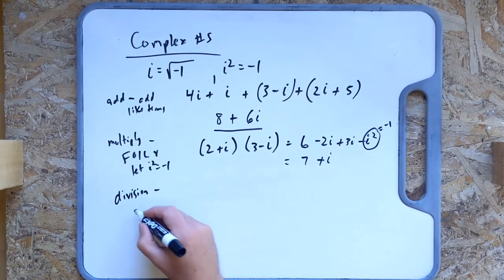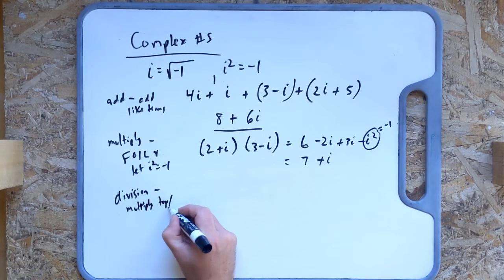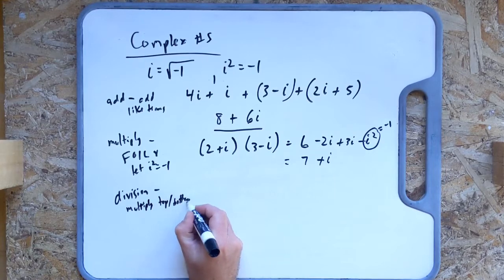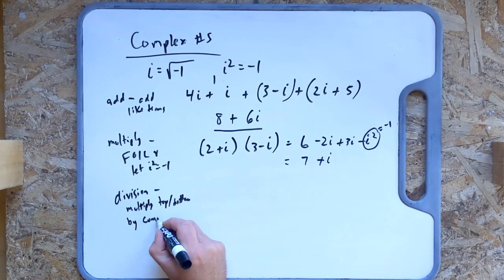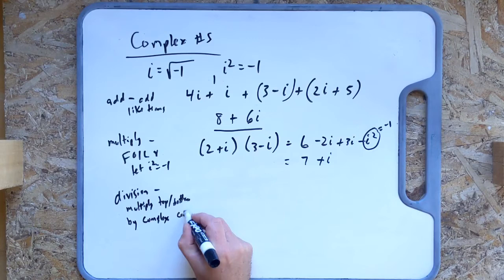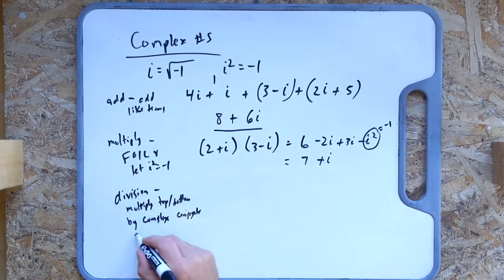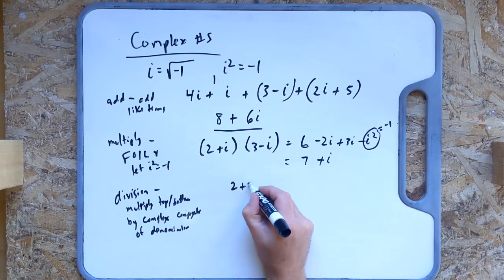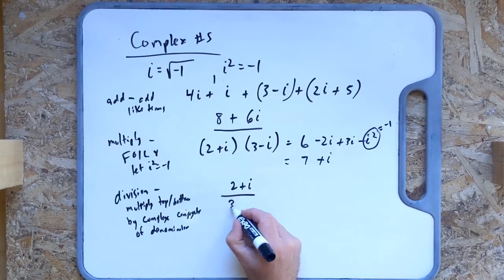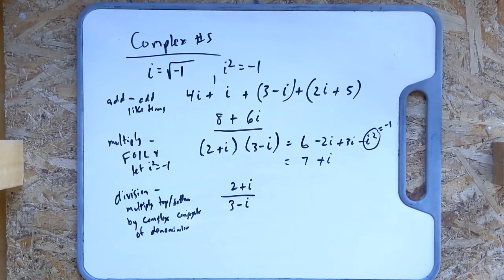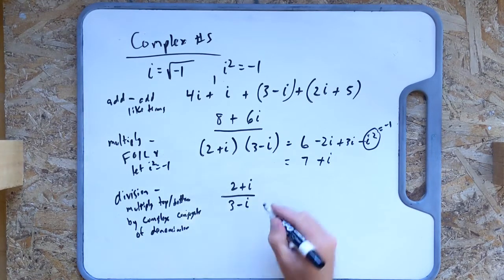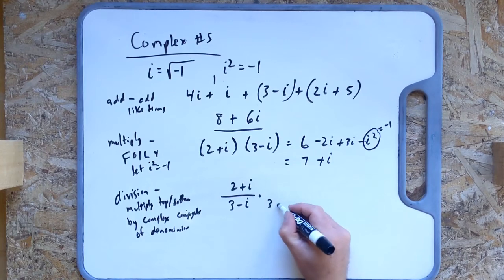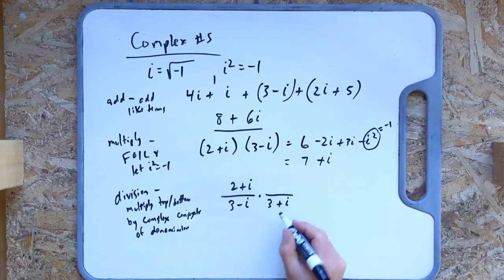Next, division. So for division, you multiply the top and bottom, numerator and denominator, by the complex conjugate of the denominator, not of both. So let me give you an example of that. 2 plus i divided by, I'll use these same ones, 3 minus i. So to divide, you actually multiply the top and the bottom by 3 plus i. That's the complex conjugate.